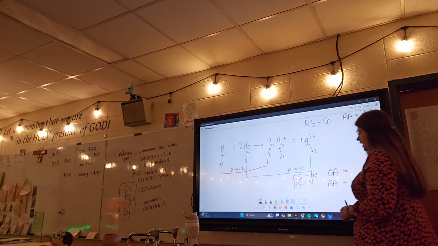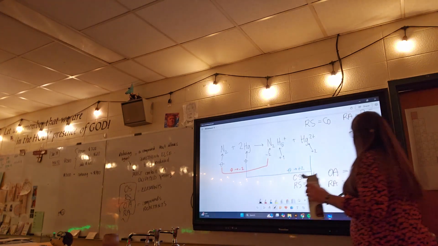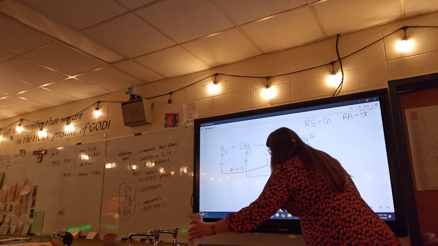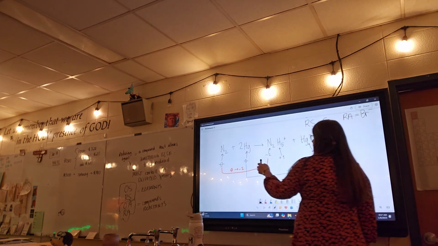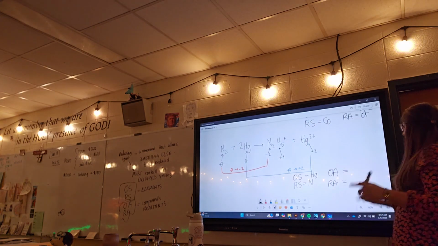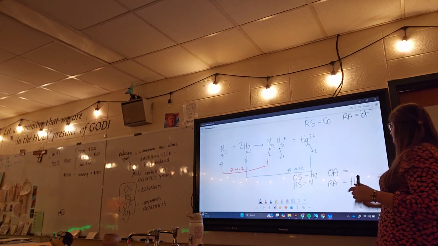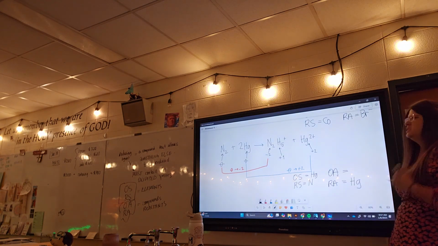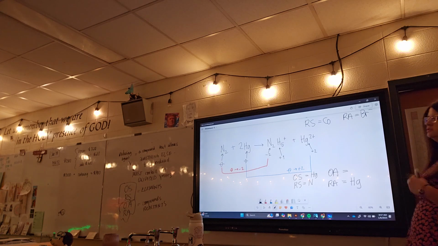Okay, so to find the reducing agent, I'm going to find the oxidized species. I'm going to look on the left-hand side of the equation, and here it says 2Hg. I don't want to write the 2. I just want to write the Hg. Why not? Because I don't need to. I don't need to write the 2, so why do it?